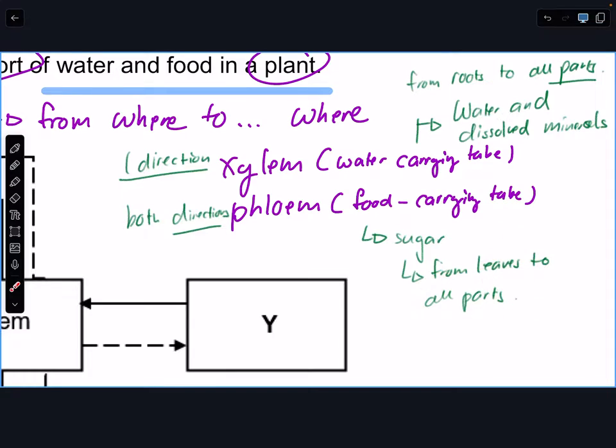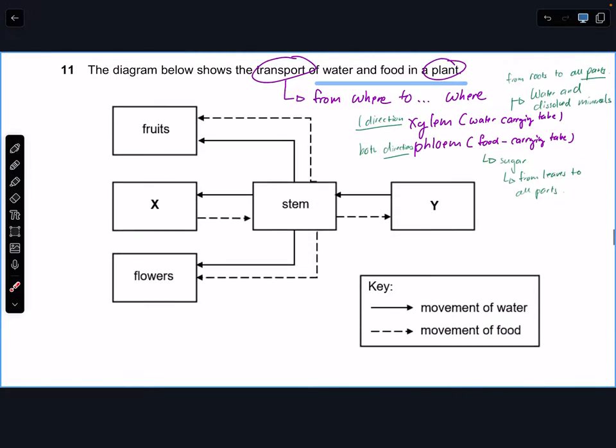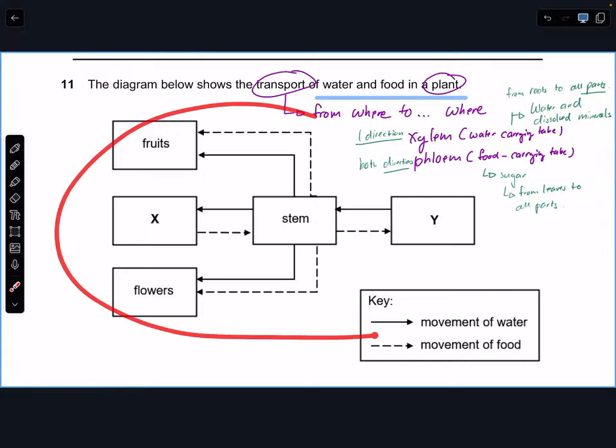For example, storage roots like your potatoes and your tapioca store excess food at your roots. On days that there is not enough food, say not enough sunlight, and your leaves don't make enough, they can break down the starch in your roots and it gets transported to your leaves. We call this bidirectional. So this kind of question is very common.